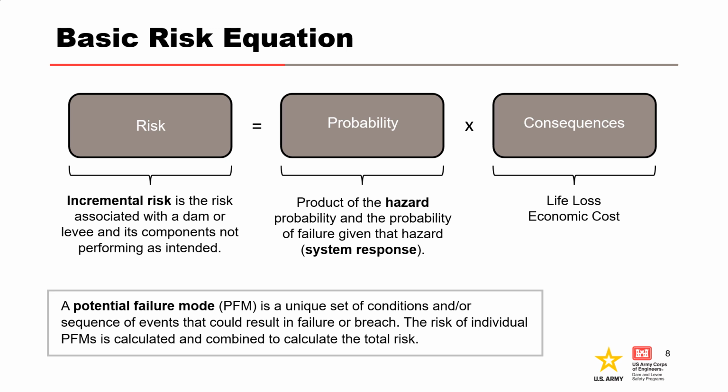Risk is the product of an event's probability and its consequences. As discussed earlier, incremental risk is used to prioritize the Corps' dam and levee inventory and is the risk associated with the dam or levee and its components not performing as intended. The incremental risk is equal to the product of the total probability of failure and the associated consequences. The probability of failure is equal to the product of the hazard probability, hydrologic or seismic, and the conditional probability of failure, which is known as the system response.